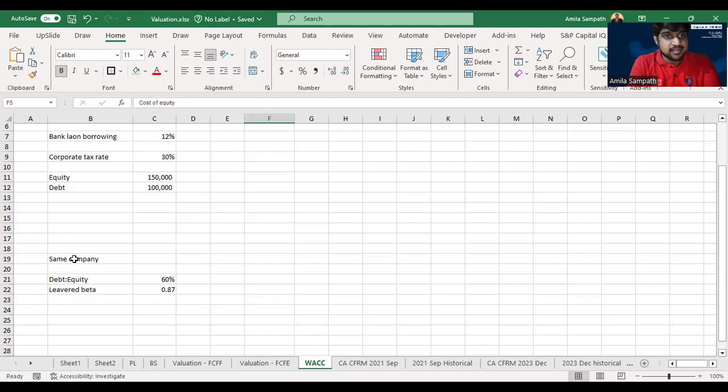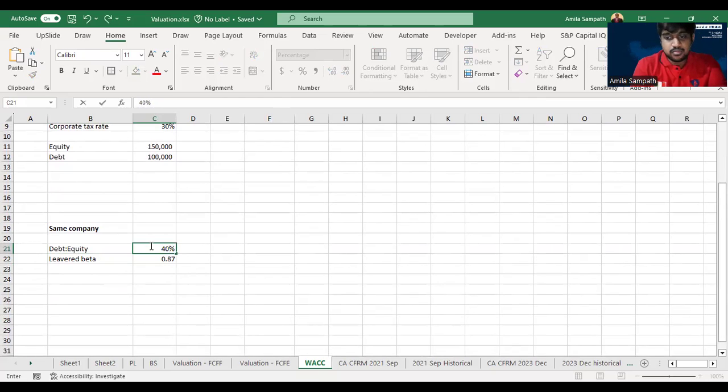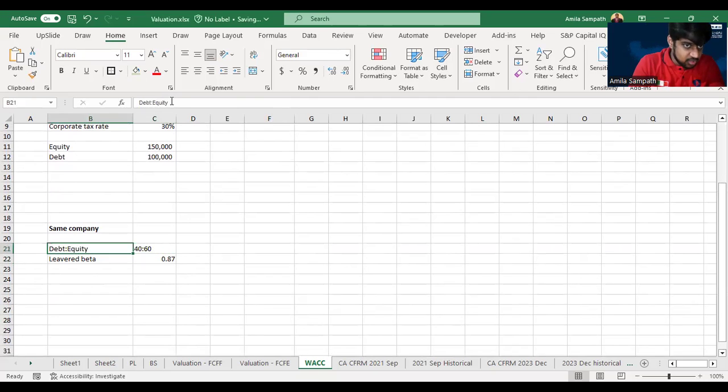For example, let's assume our company is ABC PLC. I identify the comparable company's levered beta as 0.87, and their debt to equity ratio as 40 to 60. Then levered beta means beta that is affected by the financial leverage, 0.87. These figures are for our similar comparable listed company.